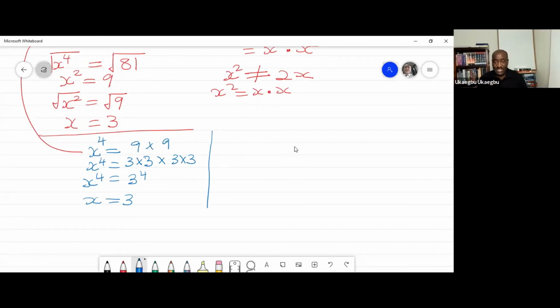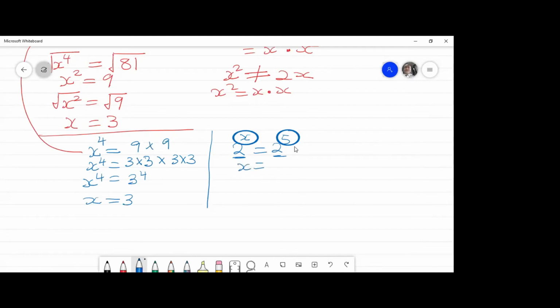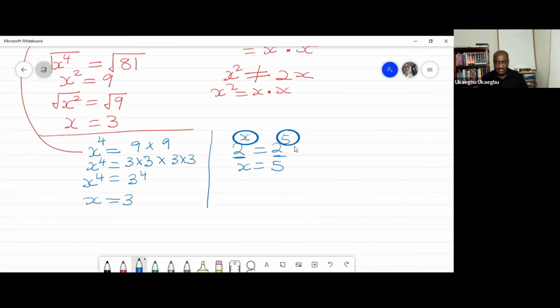Exactly. So now let me give you an example. If I have 2 raised to power x, and then I have 2 raised to power 5, in this case the base is 2. The bases are the same. That means the exponents are also what? Equivalent. That means x is equal to 5. That's what it means. All right.